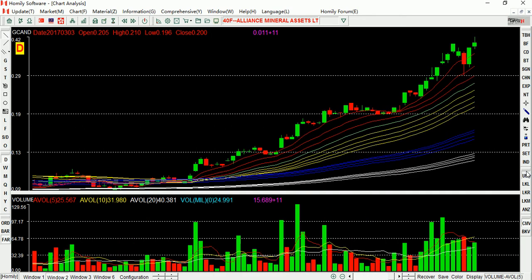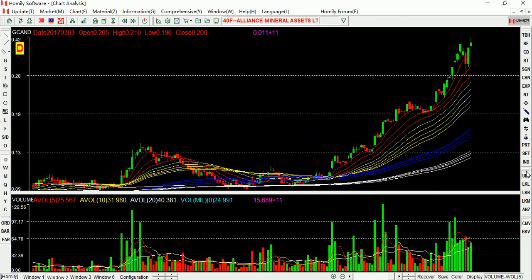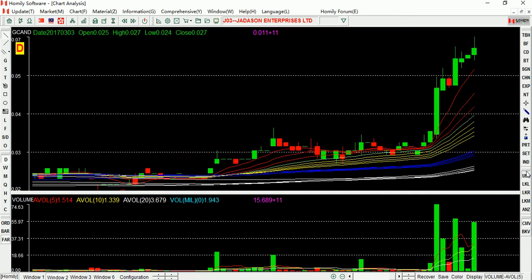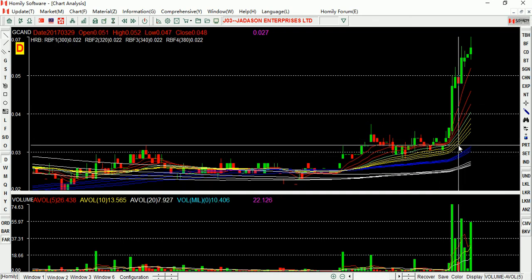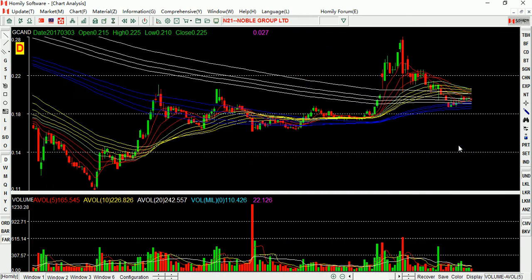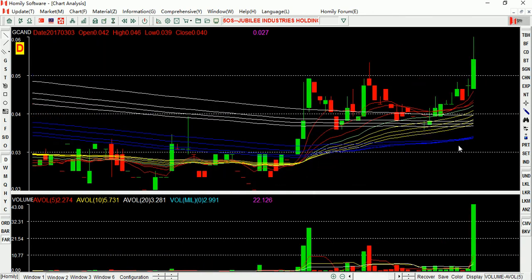Alliance, uptrend or downtrend? This is uptrend because we can see the lines for the long-term trend, medium-term trend, and short-term trend are all uptrend. So is it good or not? It's quite good, okay? So this one is also good because the trends are all up. So you can find some stocks like this. So is this one good or not? Still uptrend, right? And it creates a new high.